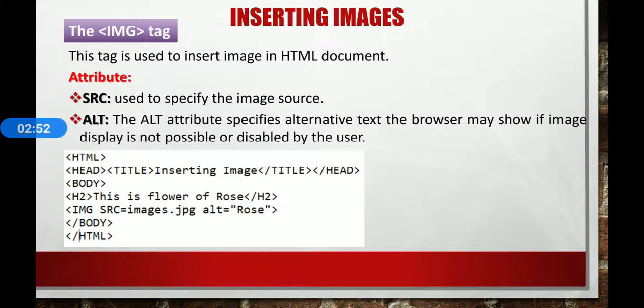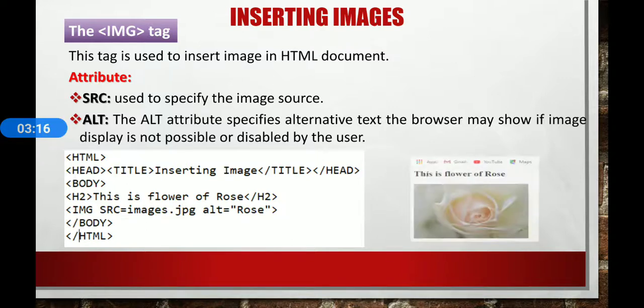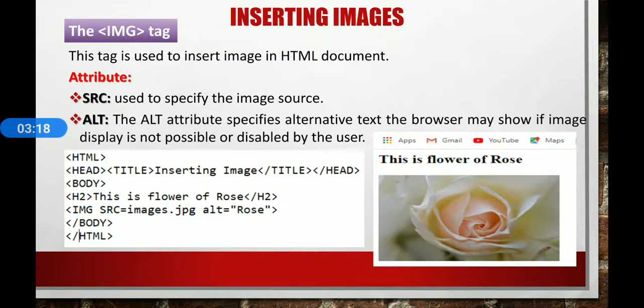Here is one example of the IMG tag. Here first we give the heading 2, so this is flower of rose. Then here we specify the IMG tag with the SRC attribute and alt attribute. SRC is image.jpg and alt is rose. So when you open this HTML file in a browser, it will display like this.